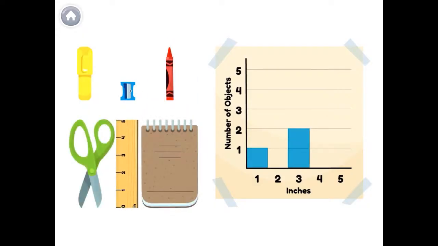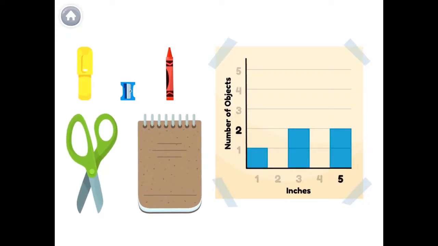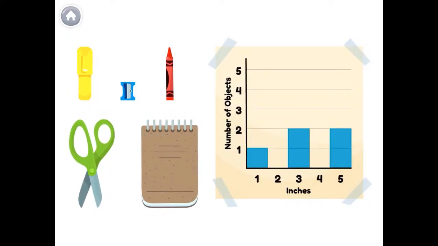My scissors and notepad are both 5 inches long. Let's take a look. 0 things are 2 or 4 inches long. But there is one thing that is 1 inch long, 2 things that are 3 inches long, and 2 things that are 5 inches long. I'm ready for school.